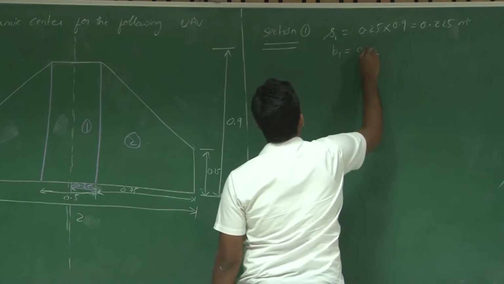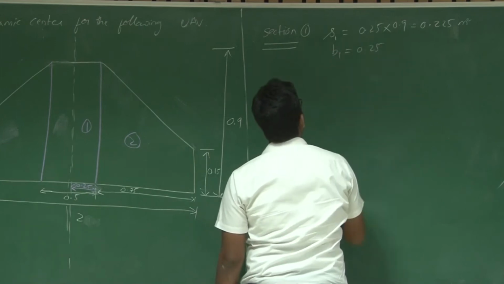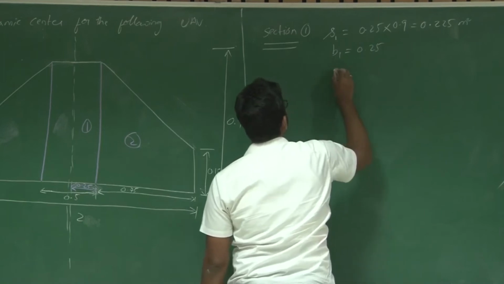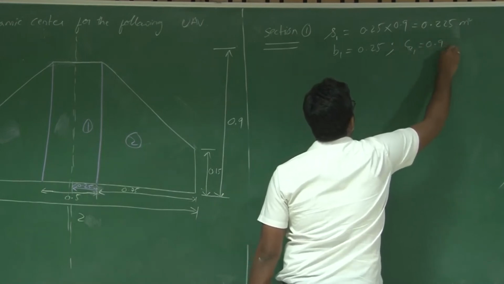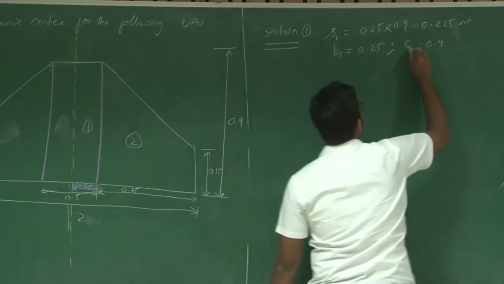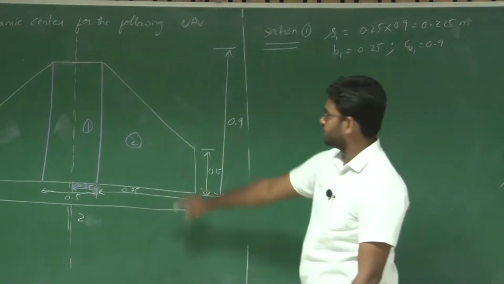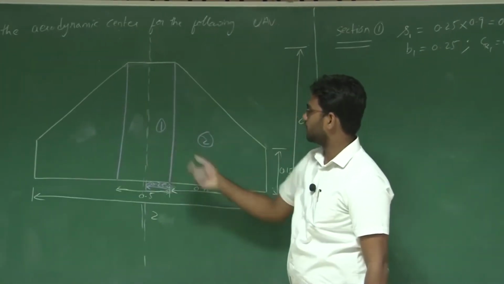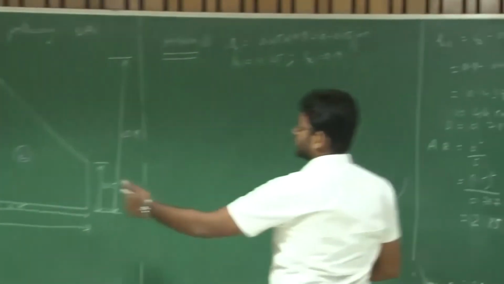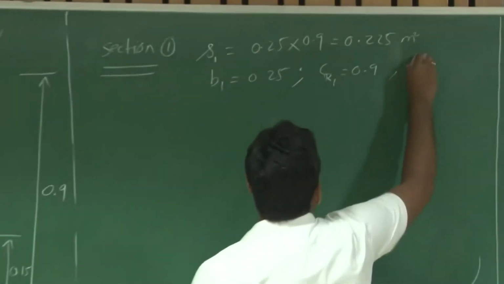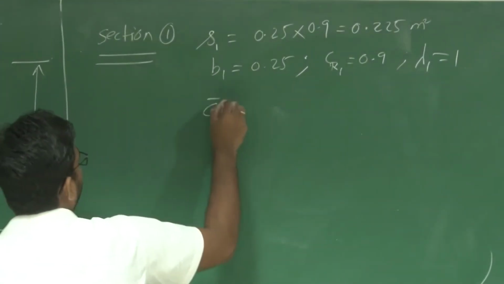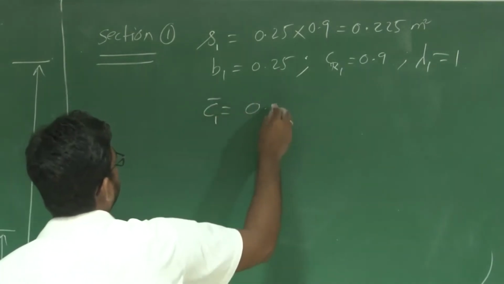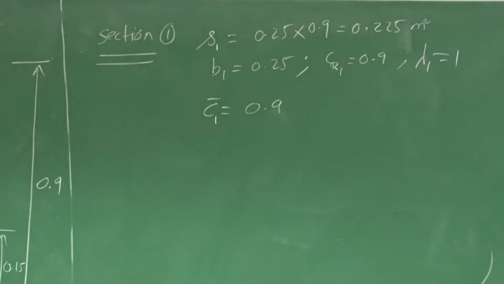And the span here is 0.25. And CR1 is 0.9, right? What is CT? Since it's a rectangular wing, this section is rectangular, so CR1 is equal to CT1 here, right? So lambda of this particular section is equal to 1, and C bar of the first section is simply 0.9. Right? What about C bar of the second section?